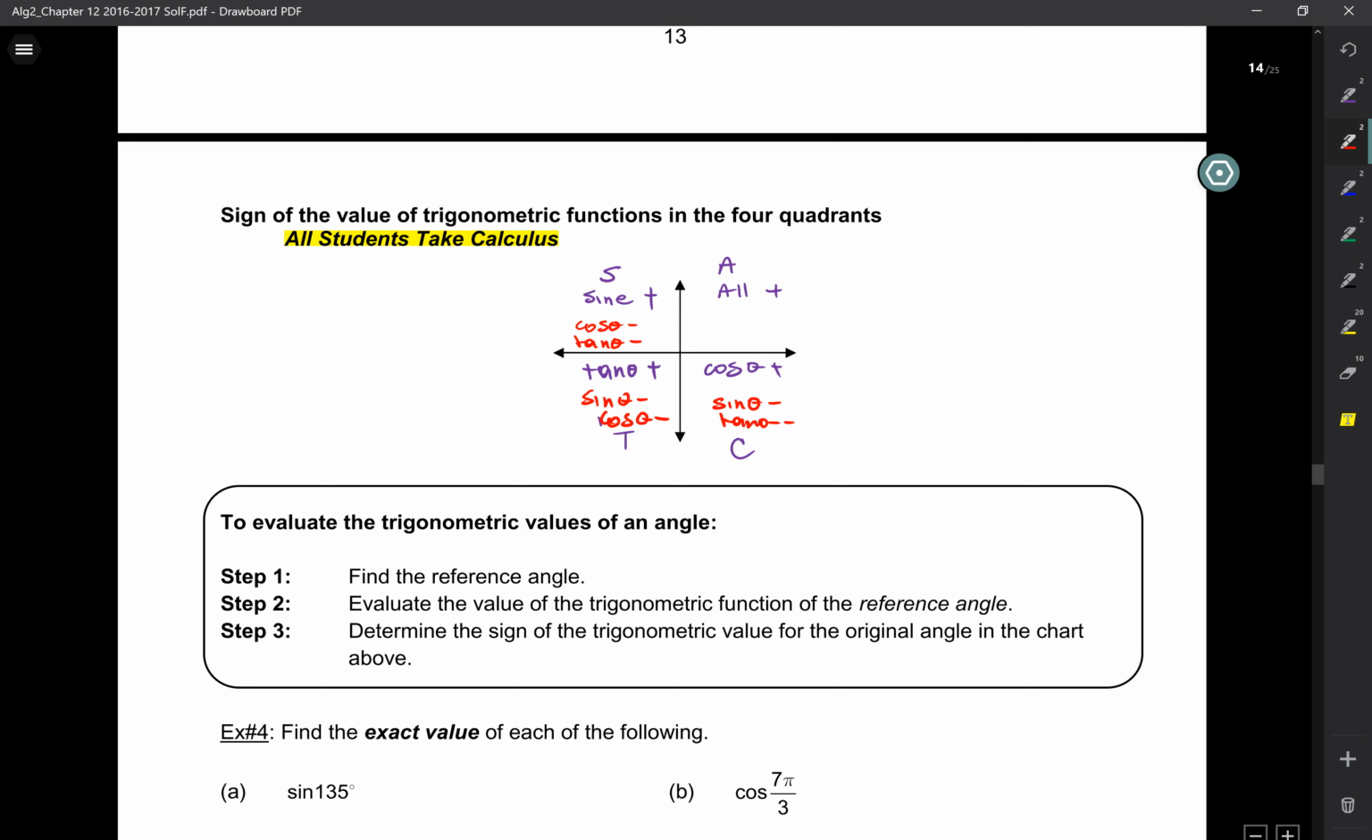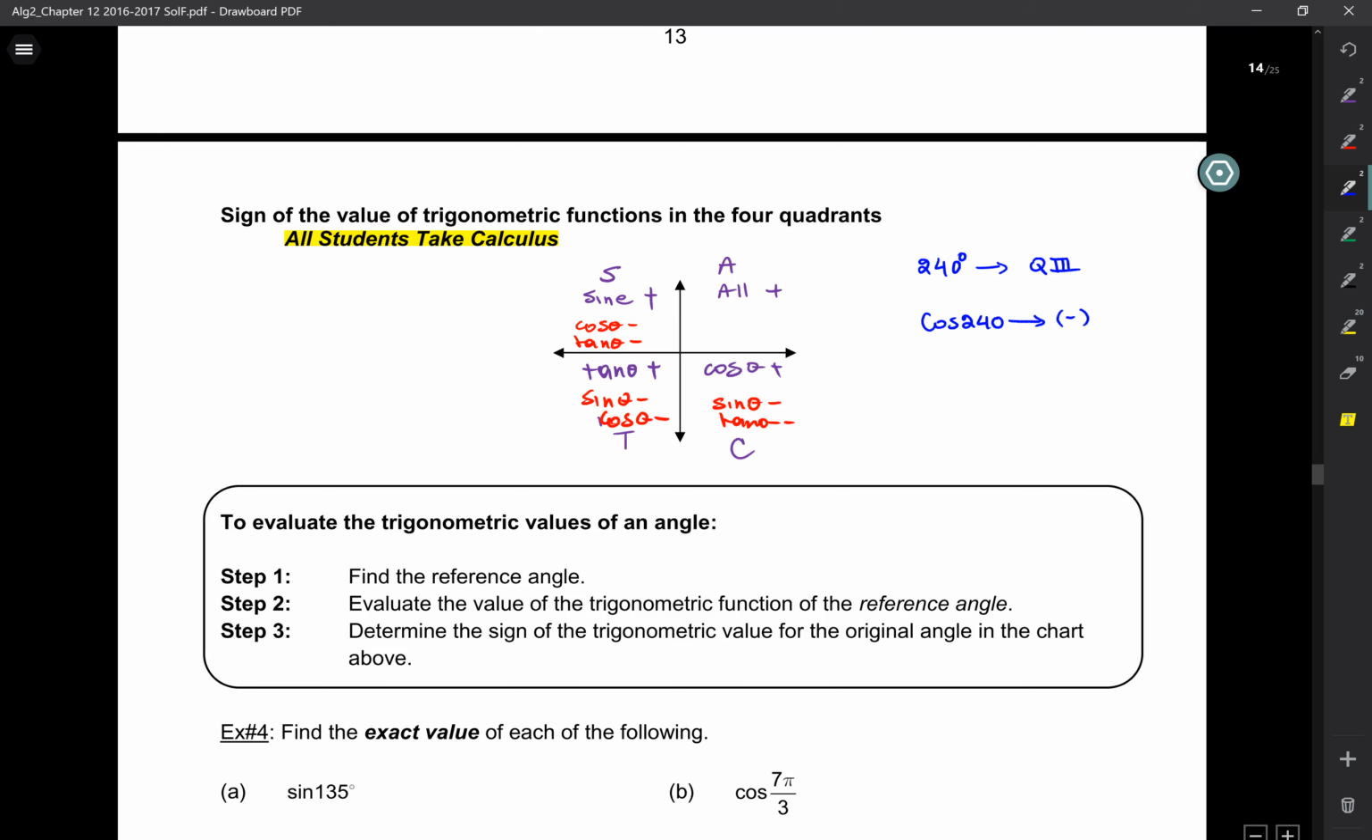So how do we use this? Suppose you have an angle of 240 degrees. Which quadrant does that fall in? Is it in quadrant 1, 2, or 3? It's in quadrant 3. Now if I wanted to find the cosine of 240, would that be positive or negative then? Negative.